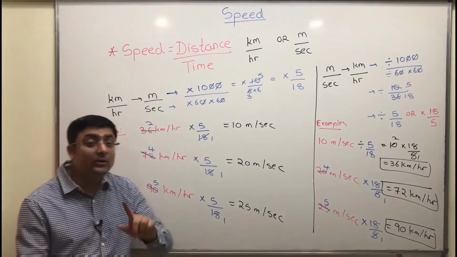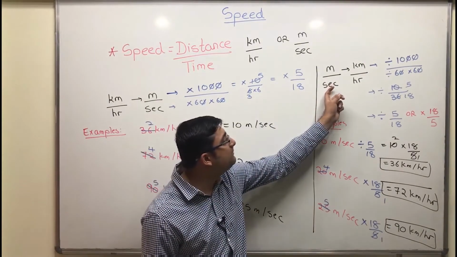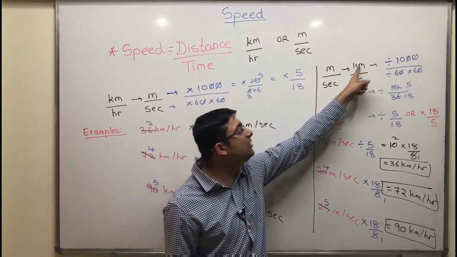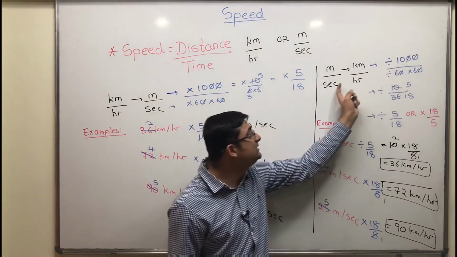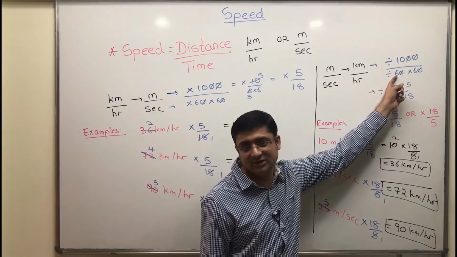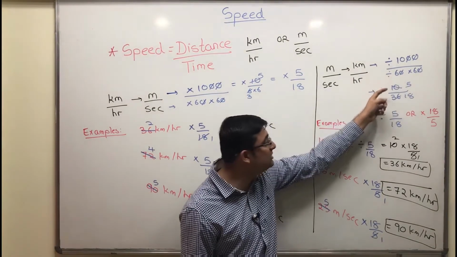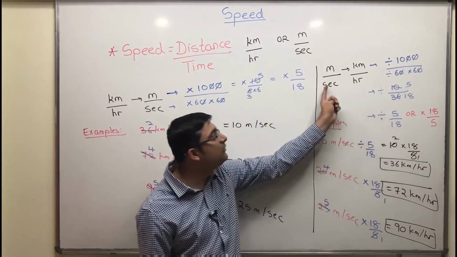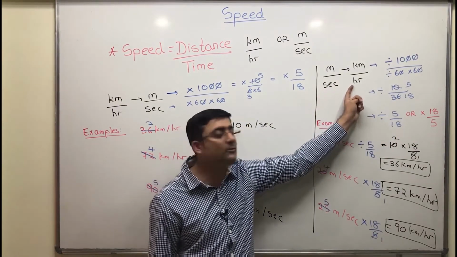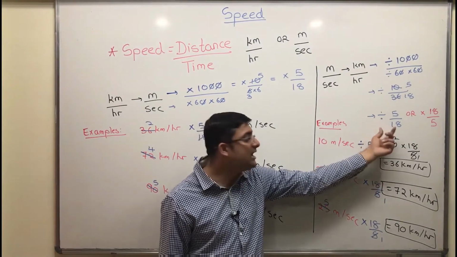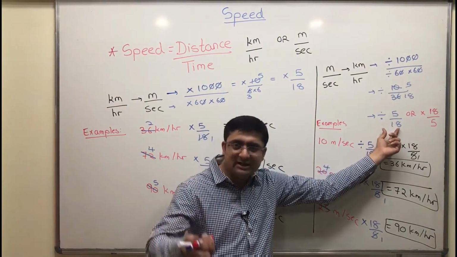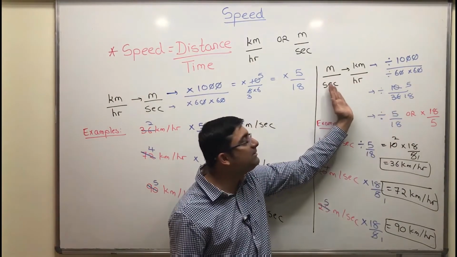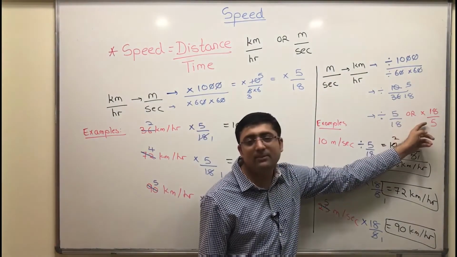So whenever you want to convert from kilometer per hour to meter per second, it is simply into 5 by 18. Next, how do we go the other way around? Meter per second to kilometer per hour. Again, the same technique. How do we convert meter to kilometer? Divide by 1000. Second to hour, divide by 60 into 60. Because we have only division here, hence I brought division. When you simplify this, you'll get 5 by 18. So whenever you want to convert from meter per second to kilometer per hour, we divide by 5 by 18. And how do we divide by a fraction? We basically multiply with its reciprocal, so into 18 by 5.